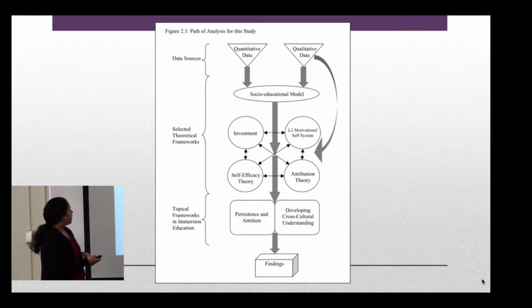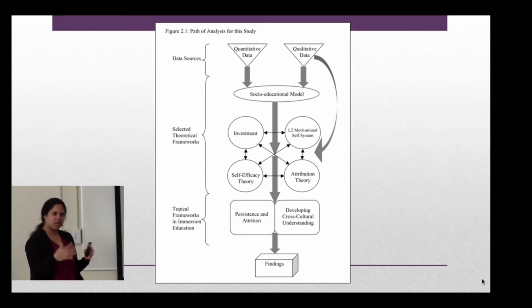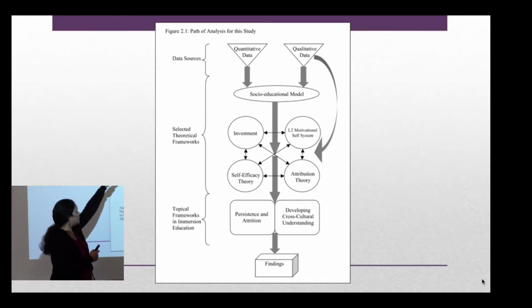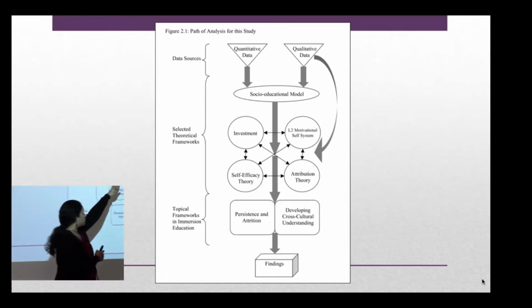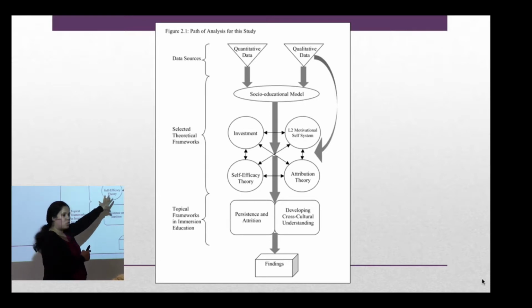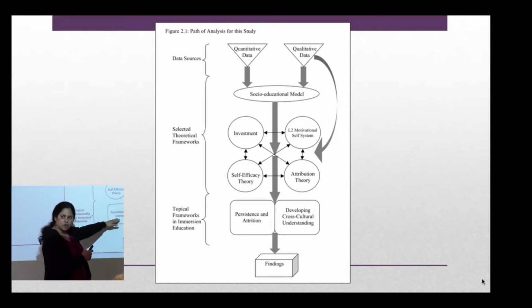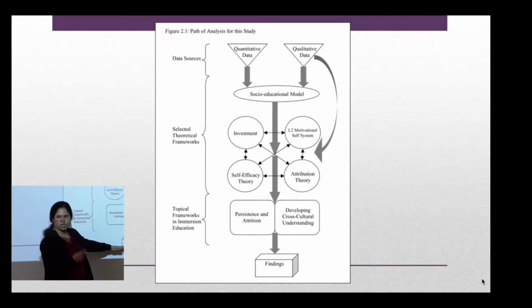Okay. So this figure from her dissertation helps us understand how she went about the analysis and how she brought together the different theories. She had her quantitative and qualitative data, which she tried analyzing using the socio-educational model, and then she went on to include all these other theories: investment, the L2 motivational self-system, but also theories that didn't fall under motivation theories, the self-efficacy theory and attribution theory. She used all these models to explain the persistence and attrition from immersion programs and how students' cross-cultural understanding was developed, and she finally had her integrated findings. Okay. So as you can see, she took her data through all these theories to land at her findings, essentially.